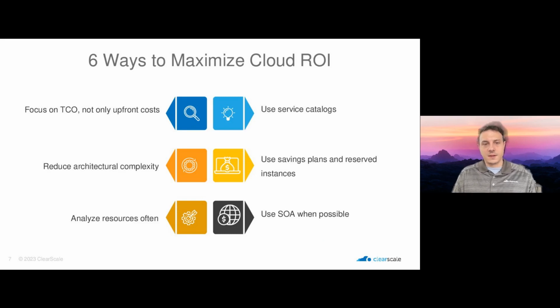I've gone ahead and made 6 ways to maximize your cloud ROI, right? And so the first one is to focus on total cost of ownership, not only upfront costs. The second one is to reduce architectural complexity. Third is to analyze resources often. Fourth is to use service catalogs. Fifth is use savings plans and reserved instances. And 6 is use SOA when possible, service-oriented architecture. And we'll get into that here in a minute.